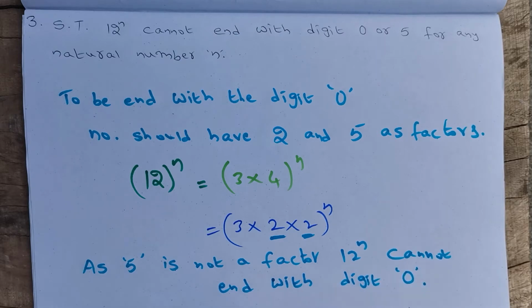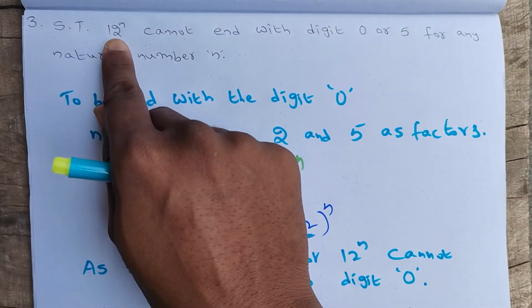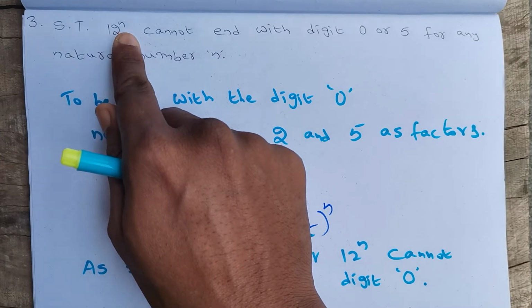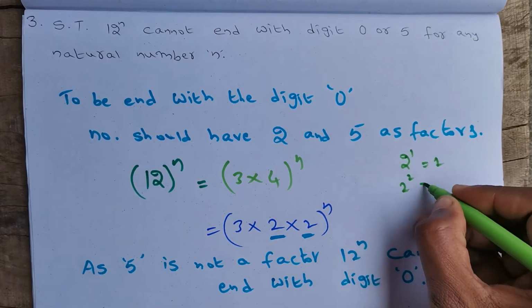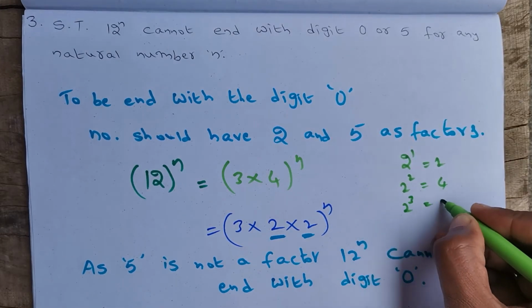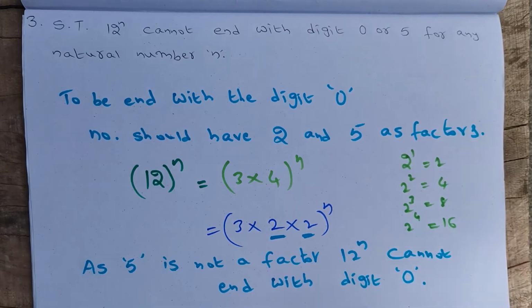Next, then what about 5? It won't end with the digit 5 either, because 2 is the last digit in this. So 2 power n. 2 power 1 is 2. 2 power 2 is 4. 2 power 3 is 8. 2 power 4 is 16. 2, 4, 8, 6. Only these are the last digits which will occur in 12 power n. So there is no chance that we will get 5 as the last digit. So we can conclude 12 power n cannot end with the digit 0 or 5 for any natural number n.